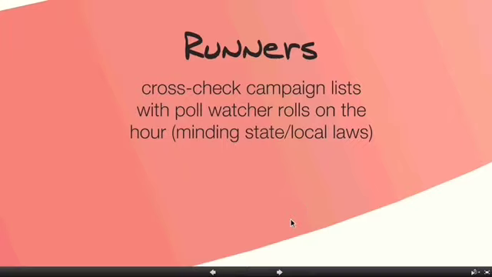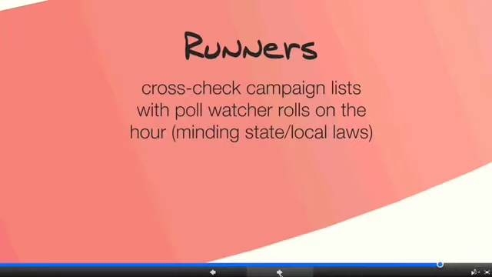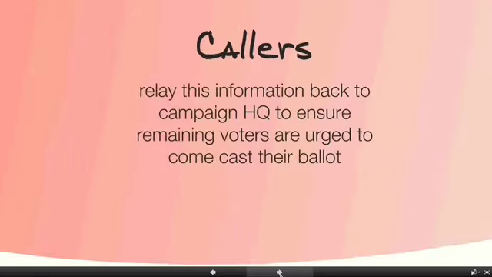Again, we're not going to want to worry about those. They're crossed off because they voted. So your runner is going to bring this back to headquarters. Here at headquarters, you're going to have your volunteer callers there. This information is going to be given to them, again, either in paper format or, with the use of technology today, that information could be emailed as well with a smartphone or a tablet. Your callers are then going to call the people who you have as your supporters who have not voted yet.